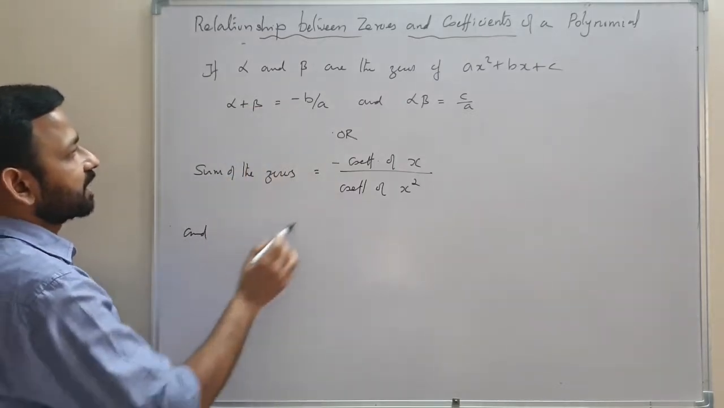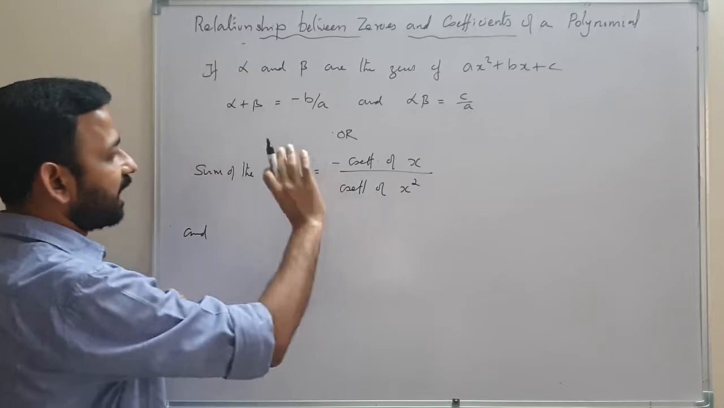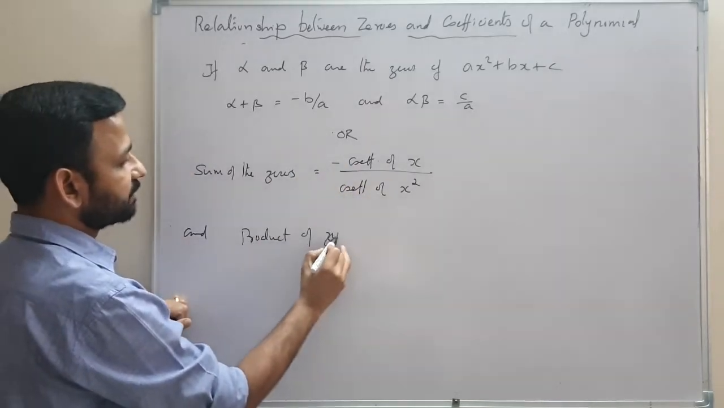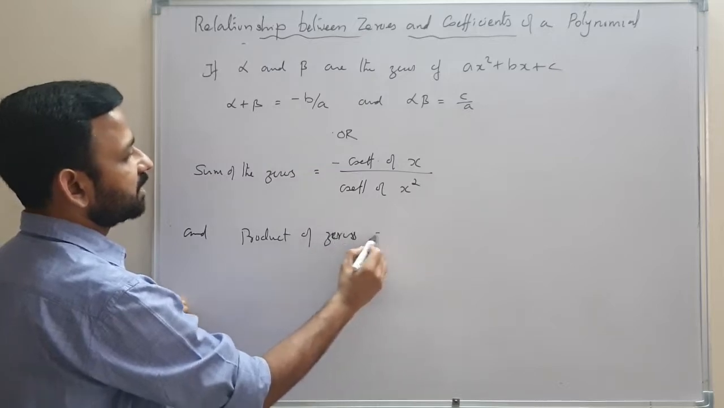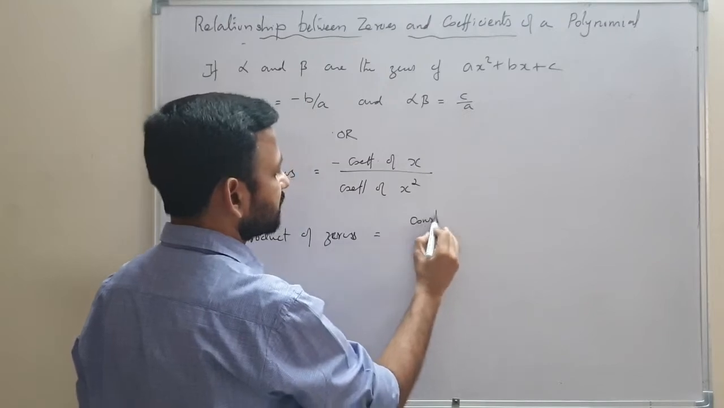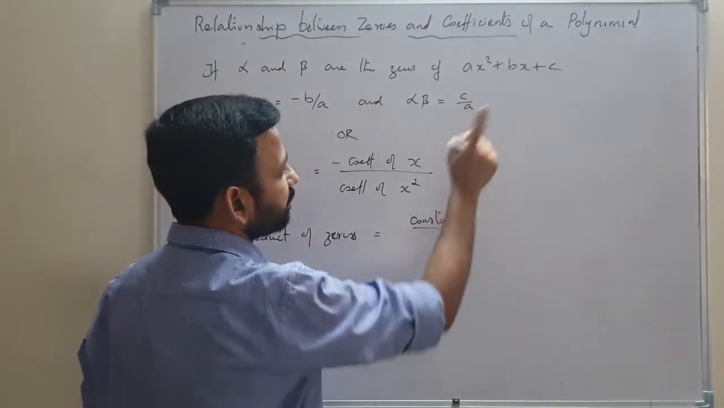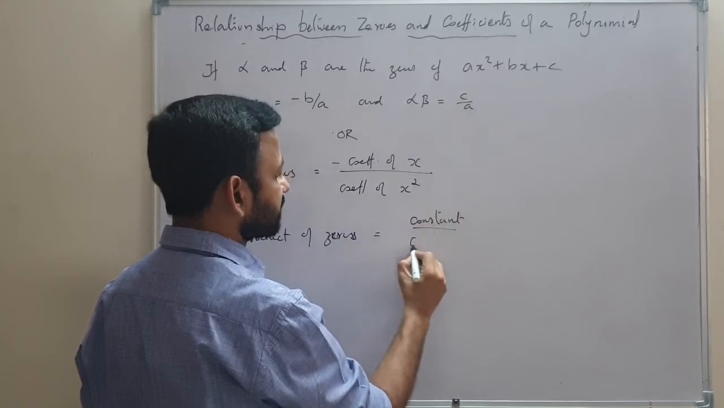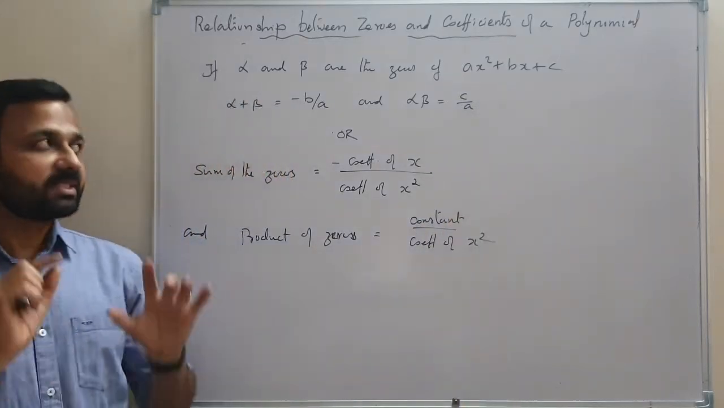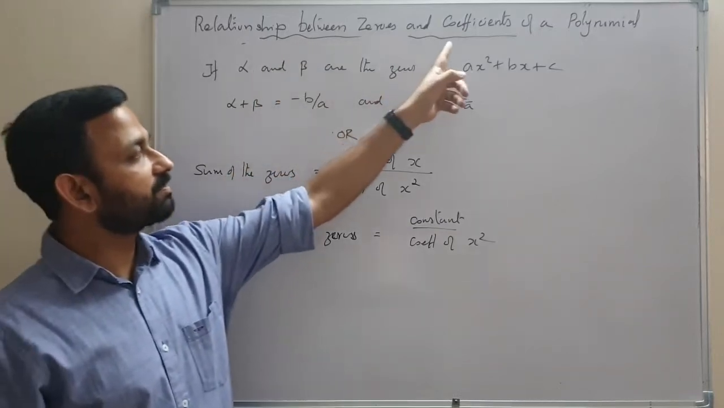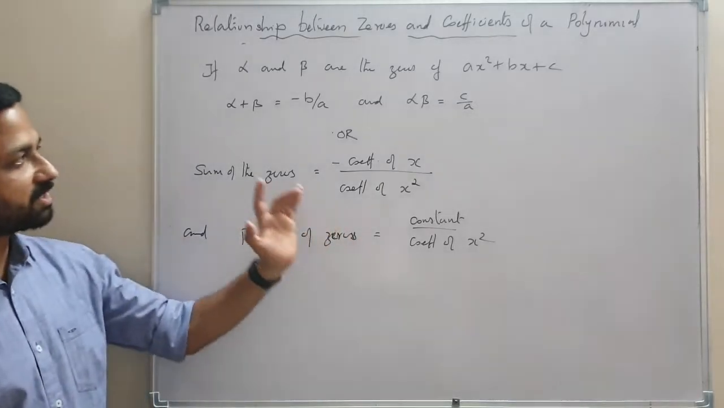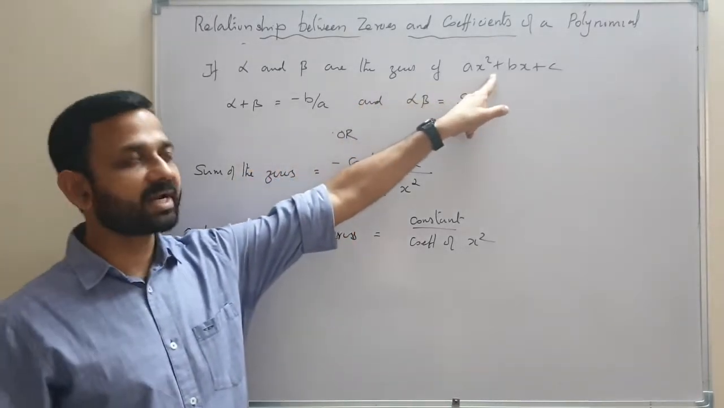And alpha beta is c by a. Alpha beta, that is the product of zeros, is c by a. c is the constant term, c upon a, and a is the coefficient of x square. So this is the relationship between the zeros of the polynomial and the coefficients of the polynomial. Relationship between zeros and the coefficients of a quadratic polynomial.